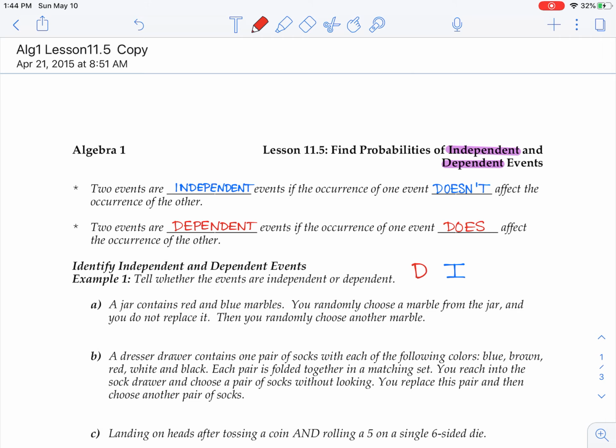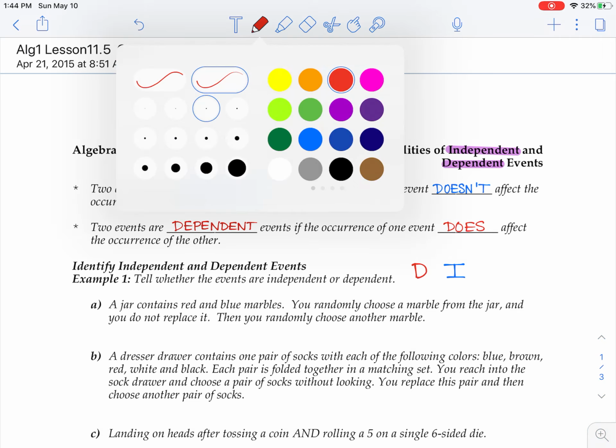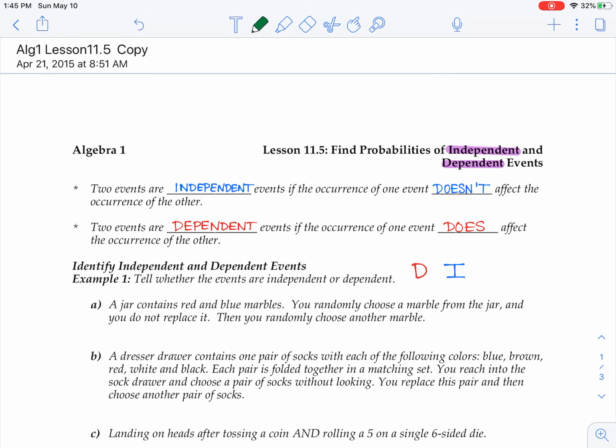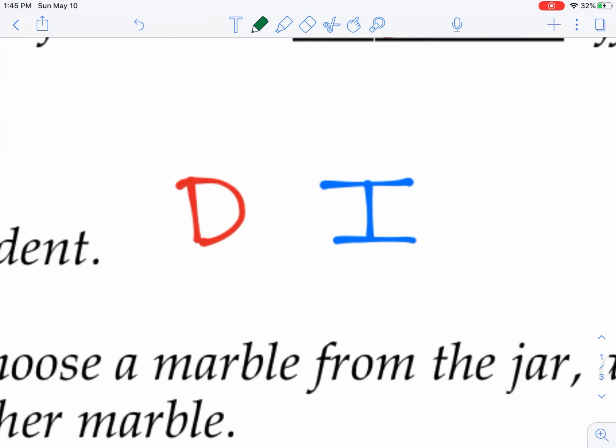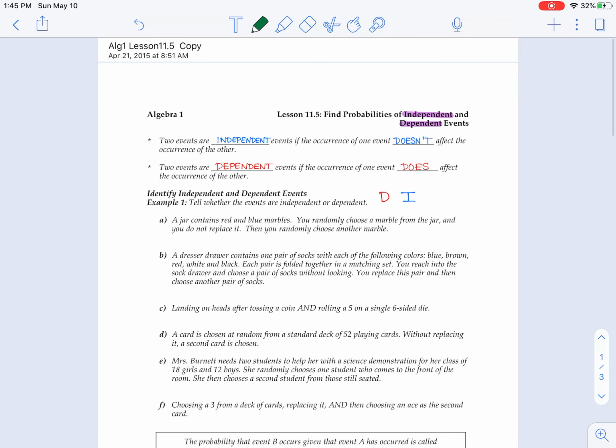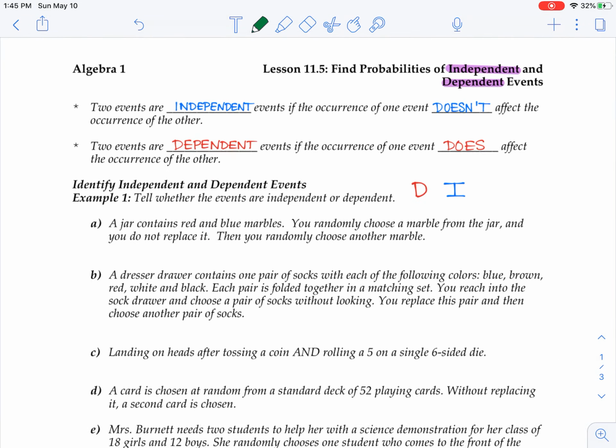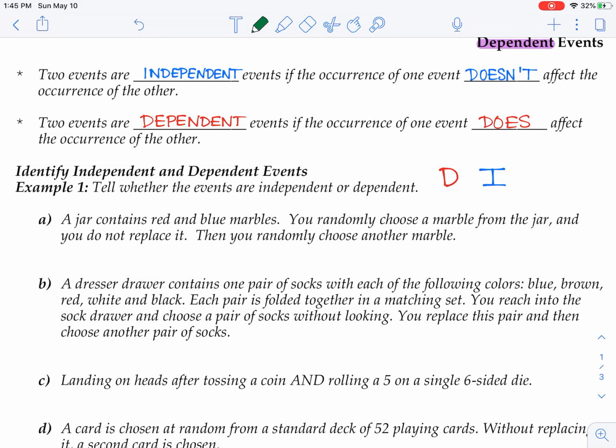All right, so let's look at some of these wordings. I'm going to circle them in green, and then we can determine if we think that wording means dependent or independent. I'm just going to use a little D and an I to represent which one it is. So a jar contains red and blue marbles. You randomly choose a marble from the jar and do not replace it. Then you randomly choose a second marble.